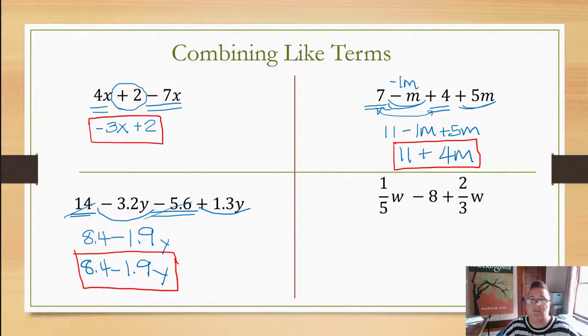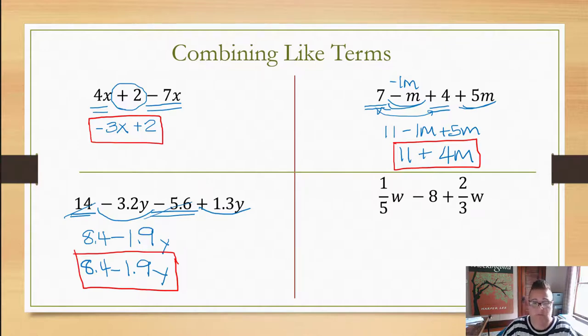And then I saved the best for last. This one is fractions. Again, I have a 1/5 w minus 8 plus a 2/3 w. My recommendation on this is that you do go ahead and use a calculator, particularly a calculator with a fraction button. That is absolutely possible. The recommended calculator for this class has a fraction button on it, so that should be possible. But if you need some help with that, don't hesitate to reach out to Tim or I.